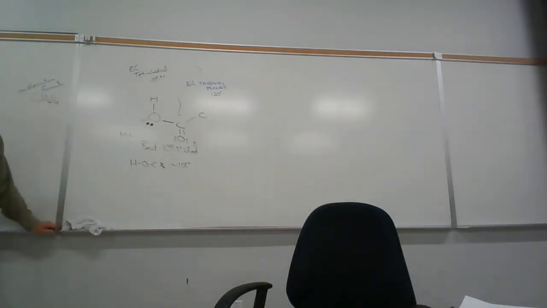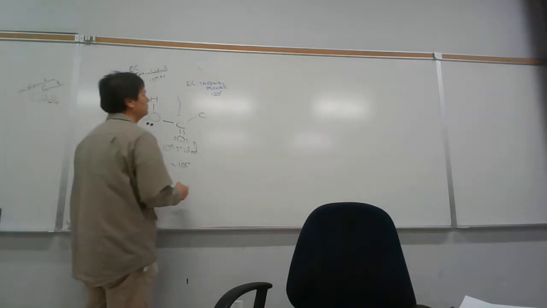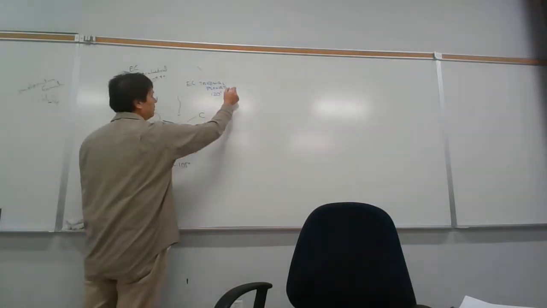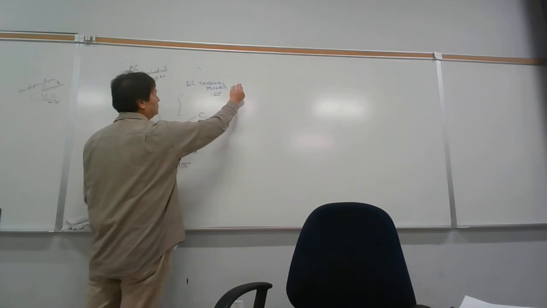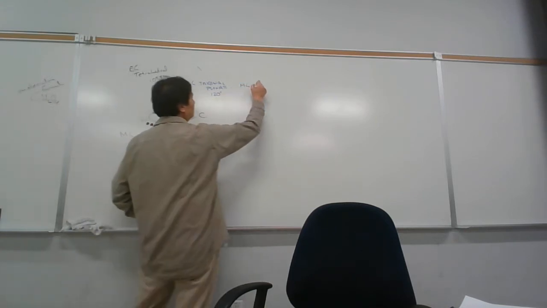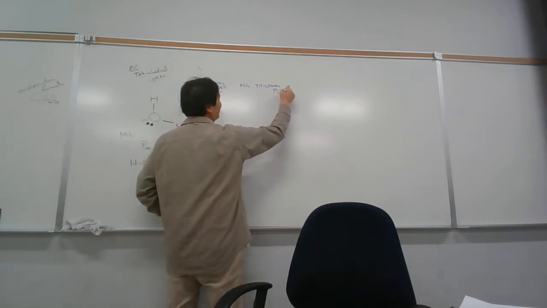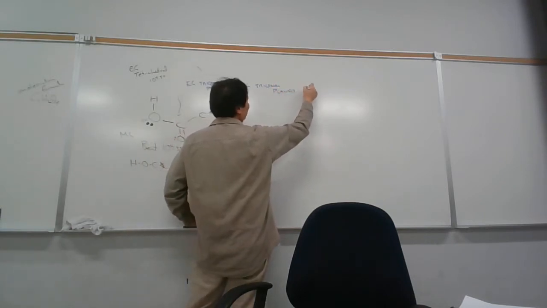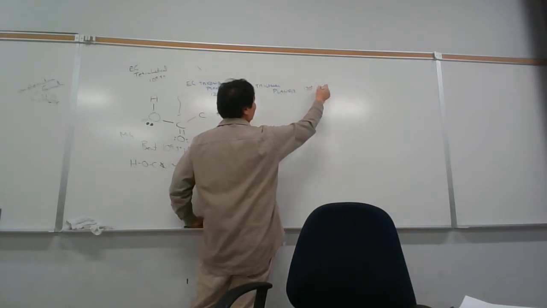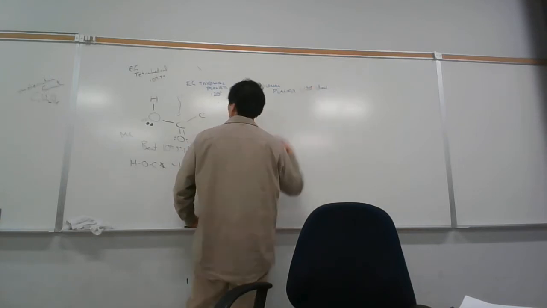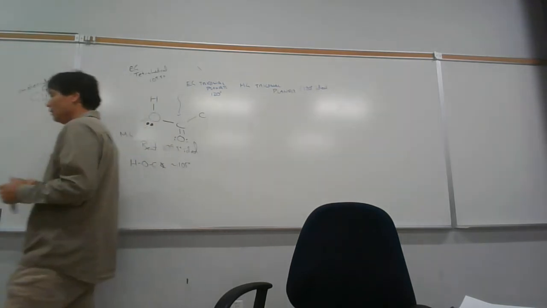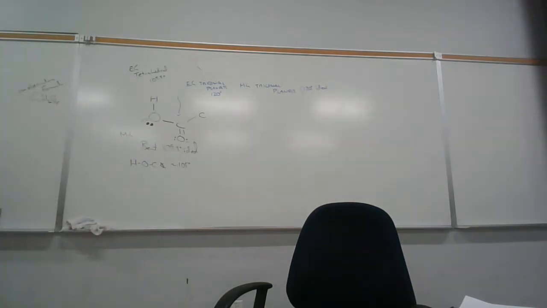What is the molecular geometry? Also trigonal planar. And the ideal angle would be 120 degrees, but we expect some distortion. We expect some distortion because a double bond takes up more space than a single bond.